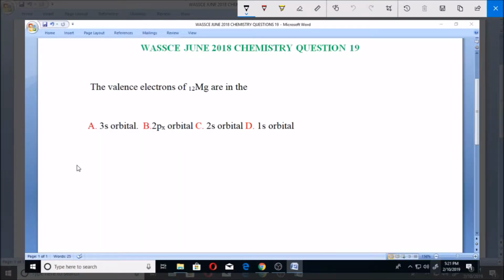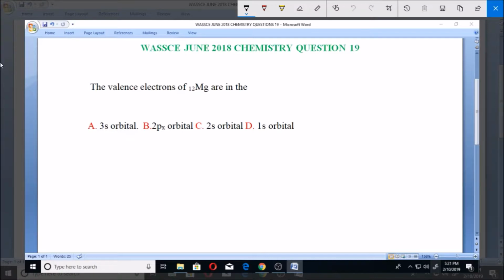Now let's look at question 19 from the WAEC 2018 chemistry past question. The valence electrons of magnesium, with the atomic number 12, are in the option A, 3s orbital; B, 2p orbital; C, 2s orbital; D, 1s orbital. So in which of these orbitals are the valence electrons of magnesium found?